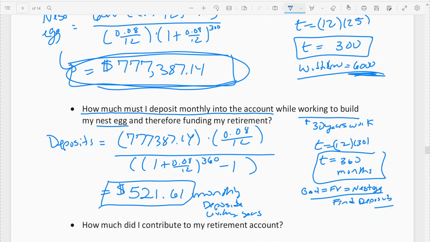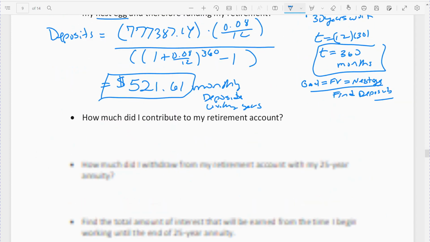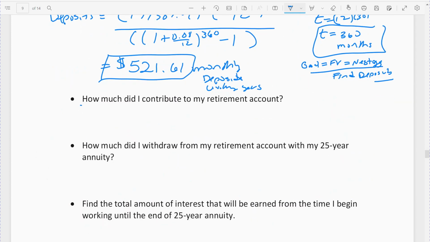And so then the second part of the problem is just figuring out, well, how much money did I actually invest? How much money did I withdraw? How much money did I get in interest altogether? All right, so the first one is how much money did I contribute? So what's my out-of-pocket money?